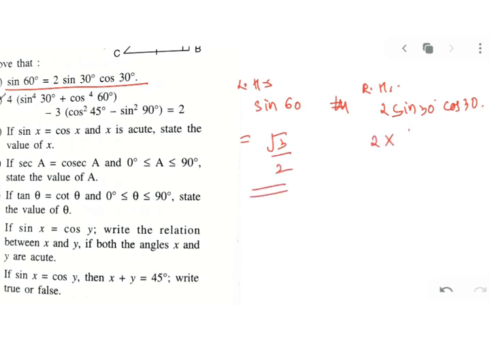2 into sine 30. Sine 30 is half. Cos 30 is root 3 upon 2. And here also the answer is root 3 upon 2. So I got left hand side equal to right hand side. Clear? Similarly, you have to do your second.